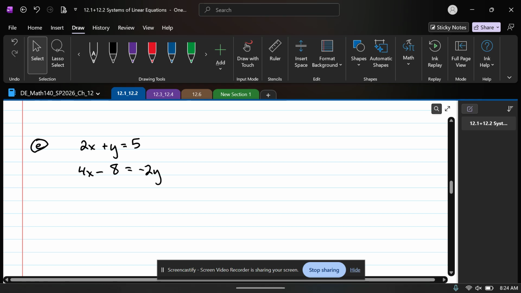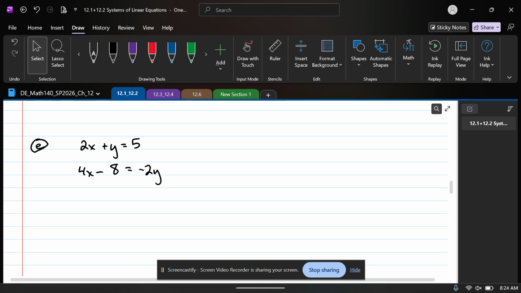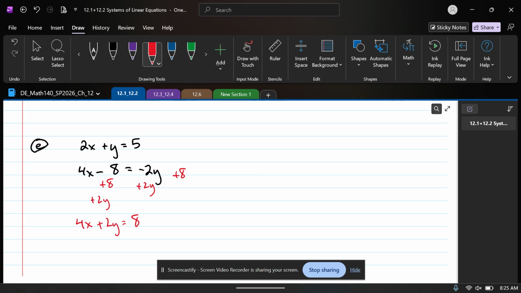Here's this system, a little similar, but with a few major differences. We have 2x plus y is equal to 5 again, and then we have 4x minus 8 is equal to negative 2y. So what method would you like to solve this one with? Matrix sounds good to me. To solve it by matrix, though, I need to fix this second equation. It's not in the right order. So I need to move this 8 over here and move this 2y back over to the left so that I've got 4x plus 2y equals positive 8.